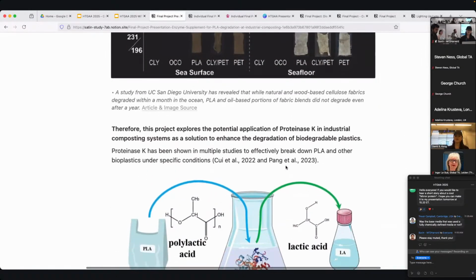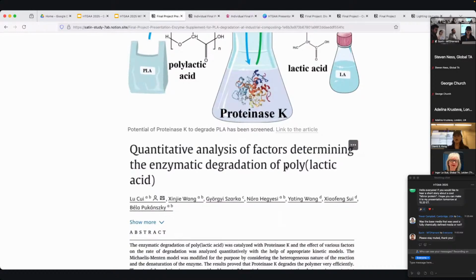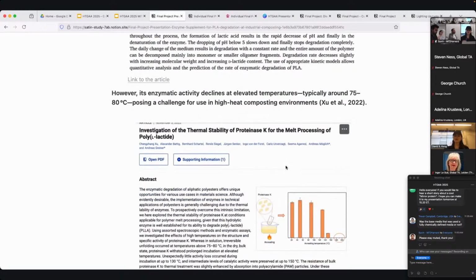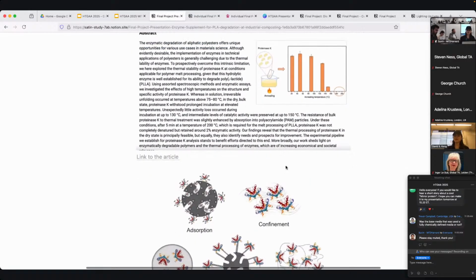Therefore, this project aims to explore proteinase K, which is the most studied enzyme to break down PLA and other bioplastics in lab settings, and to explore the potential application of the enzyme in the industrial composting system as a solution to these problems. But of course, there are limitations with this enzyme. At around 75 to 80 degrees Celsius, it stops enzyme activity and denatures, which poses a challenge for using it in a high-heat composting environment.